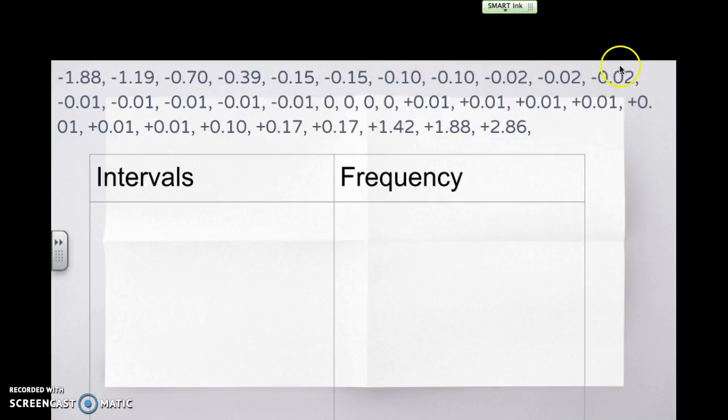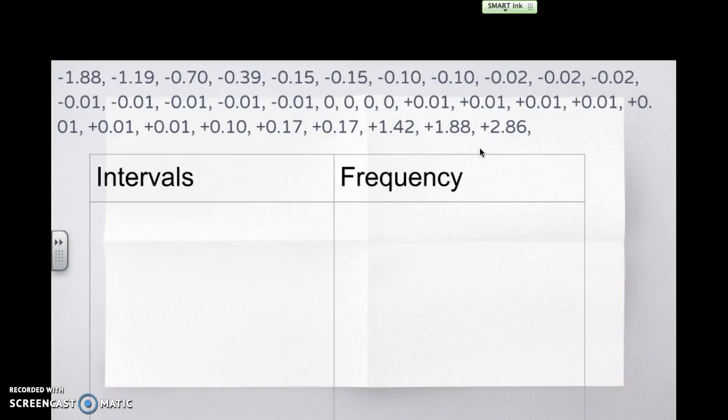Then we kind of get into negative 0.02, which is really close to 0, and then all of these are really similar. Then when we get back up here, plus 0.10 is close to plus 0.17, so we're going to include all of that. But then we get to our other outliers. Plus 1.42, plus 1.88, plus 2.86, they're just too far off. And so if we were to include them into our histogram, we'd be making bin after bin after bin, and they'd all be empty, and it would really show us that those numbers are nowhere near what it needs to be.